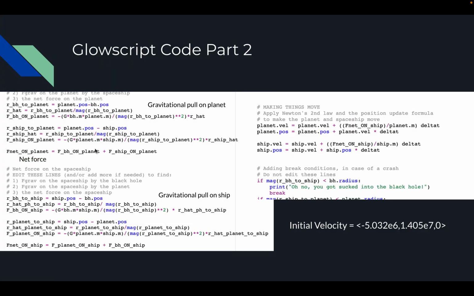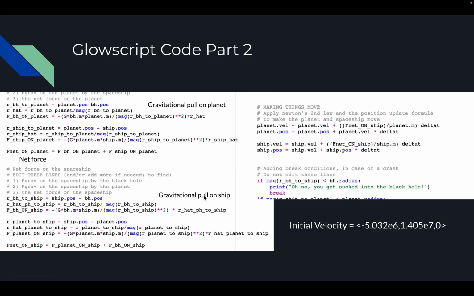As described, the second part of this experiment was to calculate the initial velocity that a spaceship needs to have to approach and pass the black hole, departing from the planet, without crashing into it. In this GlowScript, you have the gravitational pull on the planet, which shows the gravitational pull from the black hole, which is the majority, and the small gravitational pull that the spaceship has on the planet as it departs.